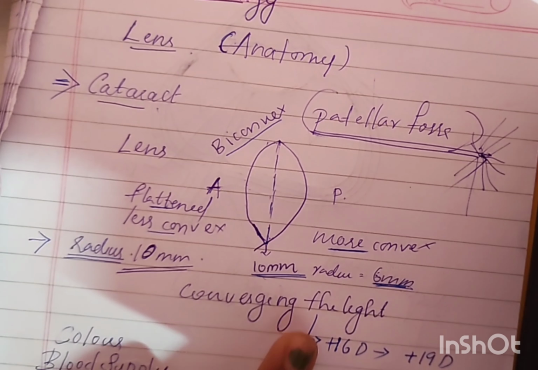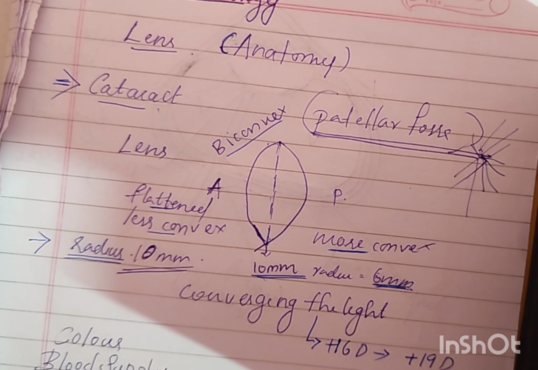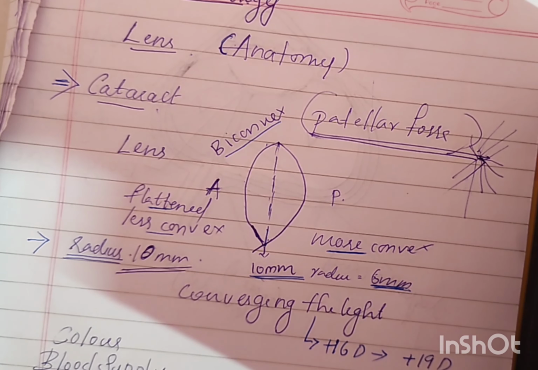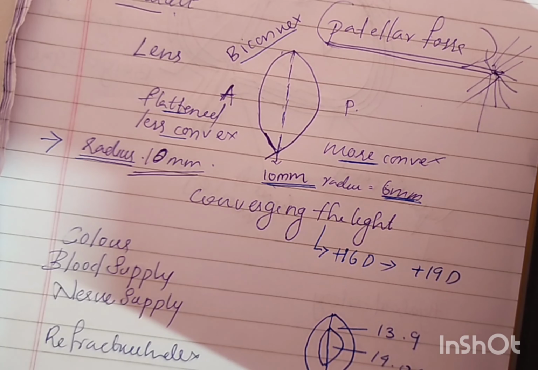Next, where is the lens situated? It is situated in between the anterior segment and the posterior segment, in the patellar fossa. That is the space where the lens is situated. And the third point is, what is the function of the lens? The function of the lens is converging the light.